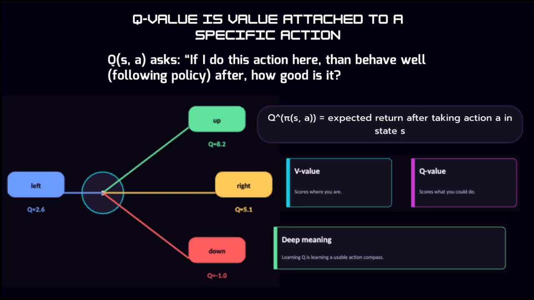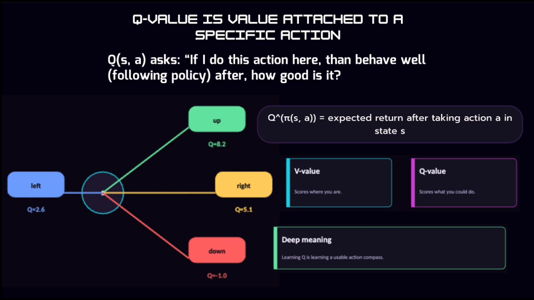Alright, now on to Q values. This is really important to differentiate a state value and a Q value. A state value tells us how good a certain situation is overall. A Q value goes one step deeper. It asks, if I am in this state and I take this specific action, how good is that choice expected to be? This is extremely useful because decisions require comparing actions.